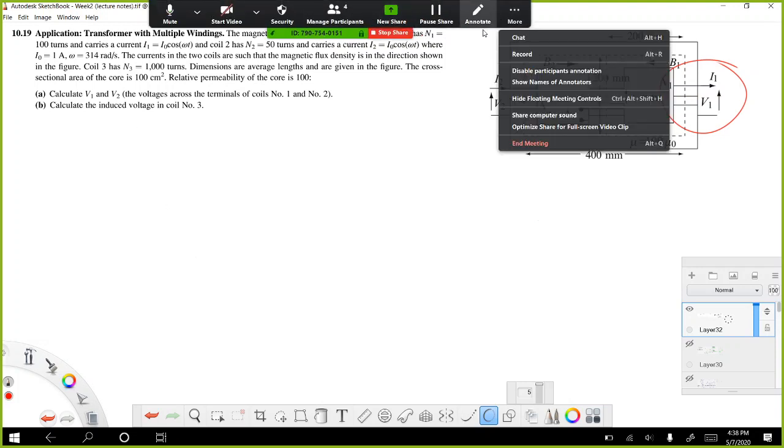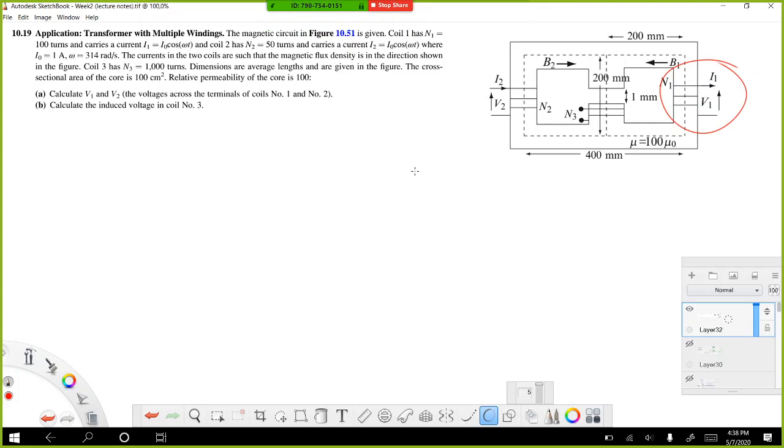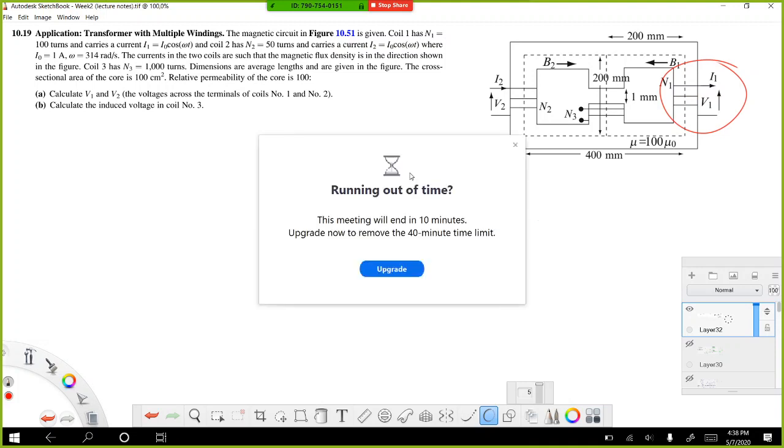Okay, do you have any idea how to start solving this problem? Perfect. No idea. Here we are given the transformer, the real transformer with finite permeability.